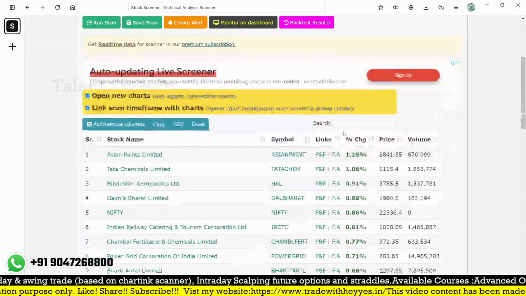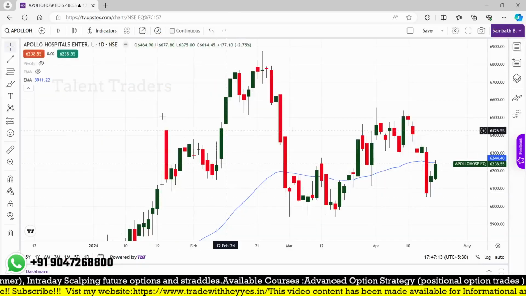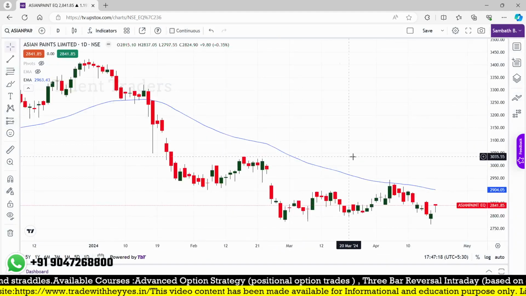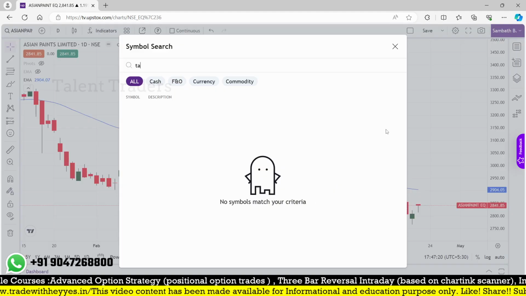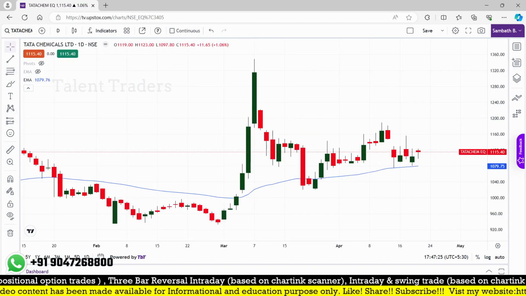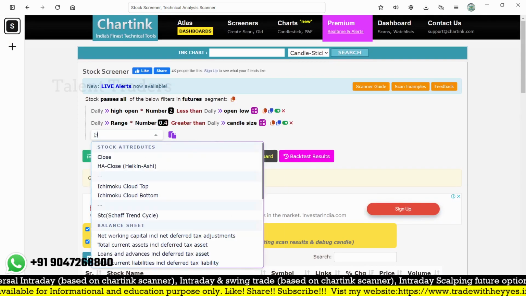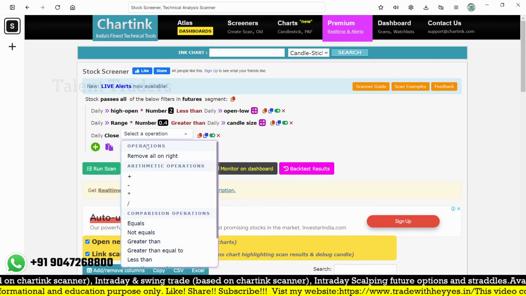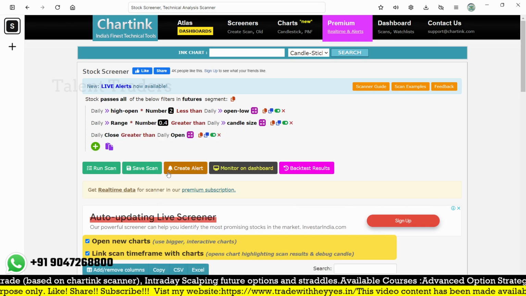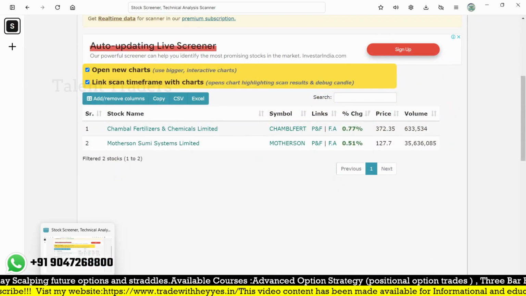Okay, so this will fetch you a stock, for example, Asian Paint today and Tata Chemicals. So maybe forming a hammer. Asian Paint, yeah, perfectly hammer, and Tata Chemical, maybe a hammer candle. You can see the hammer candle, but I want a green hammer candle, so I don't want a red hammer candle. So simply the closing price must be greater than the open price, then it will be fetching only green hammer stocks.